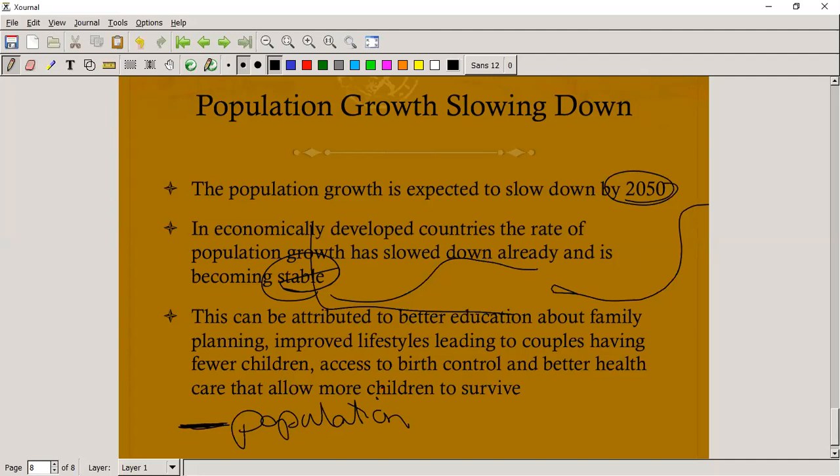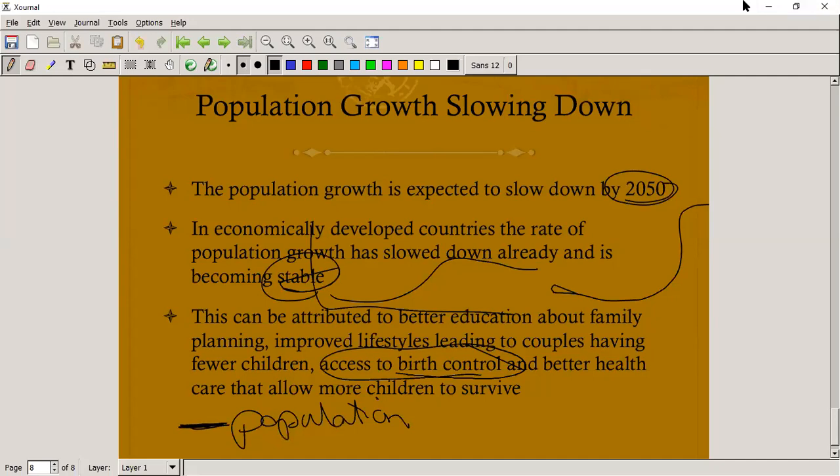And this can be attributed to better education about family planning, improved lifestyles leading to couples having fewer children, access to birth control as an important one. And then better healthcare that allows more children to survive. Okay, so that is what the population growth is looking like for human populations at the moment.